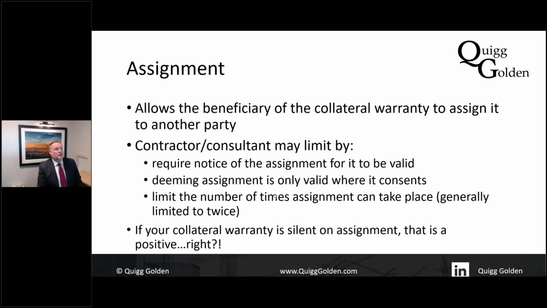So if you are a subcontractor, you want to see a clause there talking about assignment and saying it can't be done unless you're given written notice, and it won't be valid unless you receive written notice in writing, and it can only be assigned once or twice. Anything like that is restricting the otherwise common law right to assign, which is unlimited. So assignment is good to have a clause in there.